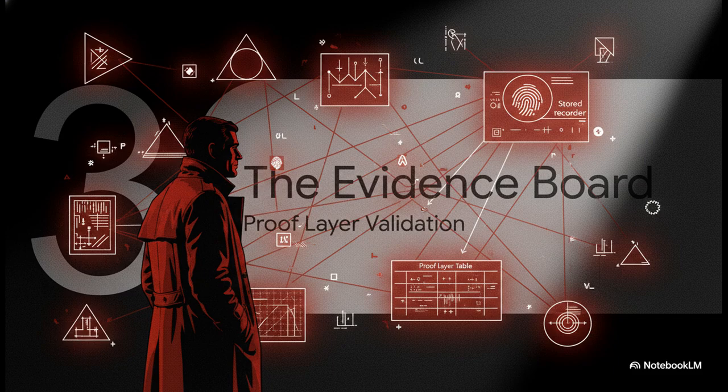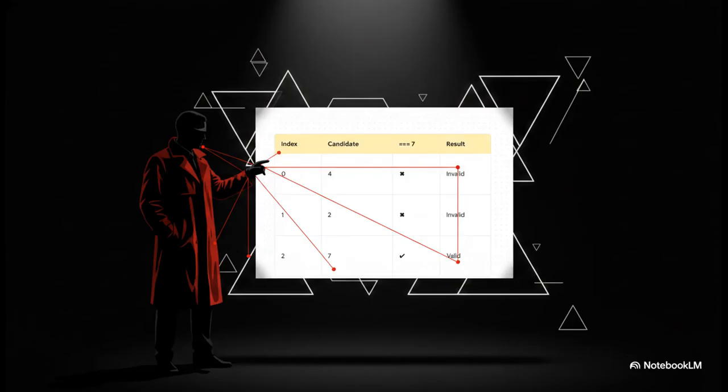Okay, phase 3. The evidence board and proof layer validation. Now, this is where the real detective work happens. Before we write any actual code, we validate our logic completely on the evidence board. We prove our case on paper first. Look at how we carefully log the index. That's the numbered position in the lineup, right? Starting at 0. Then we log the candidate standing in that spot. Then we apply our invariant rule. Does this candidate exactly equal our target of 7?